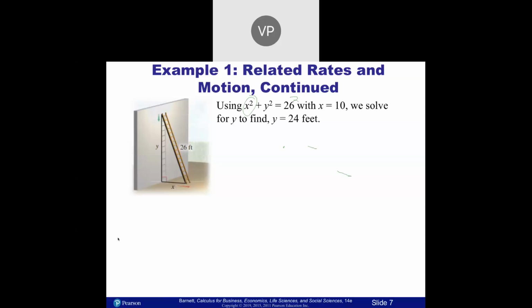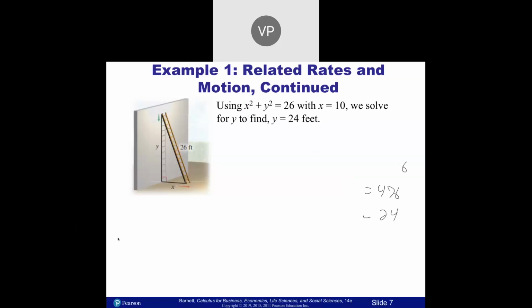But when you plug this in, and they didn't show the work for us here, you get x squared plus y squared equals 26 squared. 10 squared plus y squared equals 676. And y squared is 576, and you get y equals a perfect 24. That's where they get this 24 from. So at the moment the ladder is 10 feet away, you have to know, because the ladder is always 26 feet long, that the distance down the wall has to be 24.